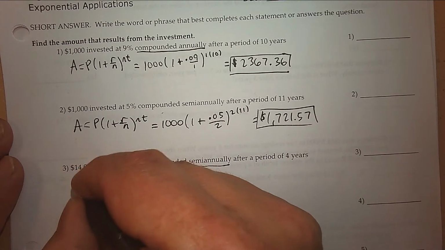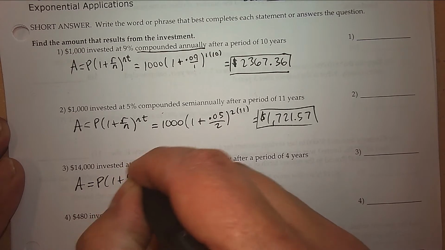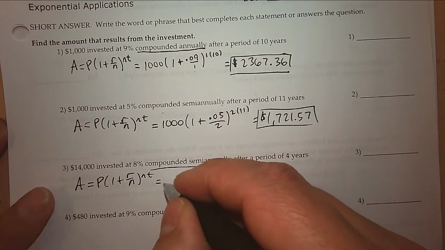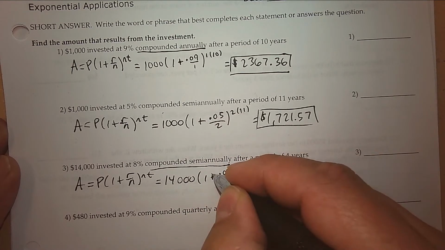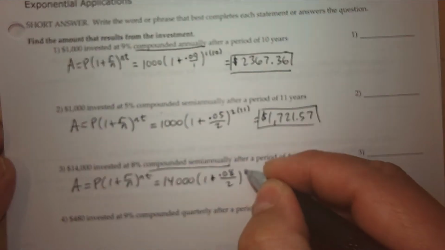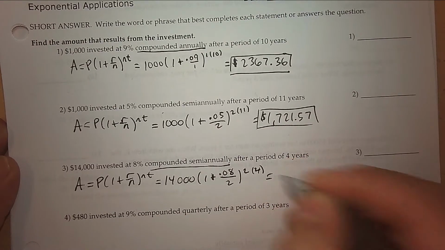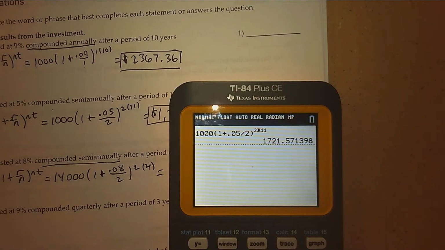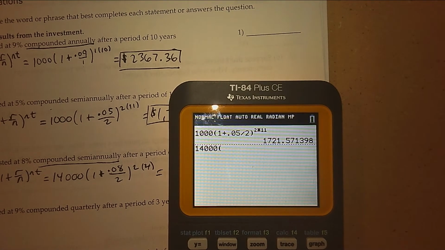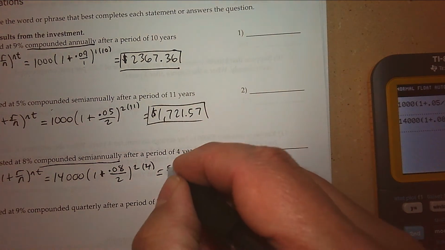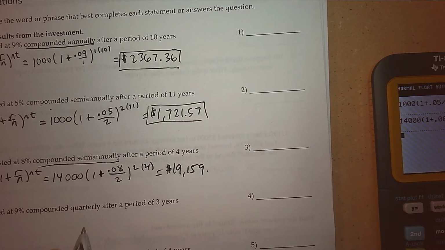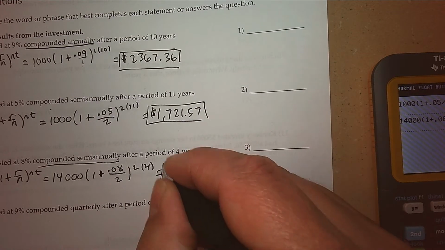All right. 14,000 invested at 8% compounded semi-annually. So write down the formula for compounded interest. Substitute in. So the beginning amount is 14,000. The interest rate is 0.08 as a decimal. Semi-annually means twice a year, and then for 4 years, and then use your calculator. So I get $19,159. I'm going to round to 97 cents.